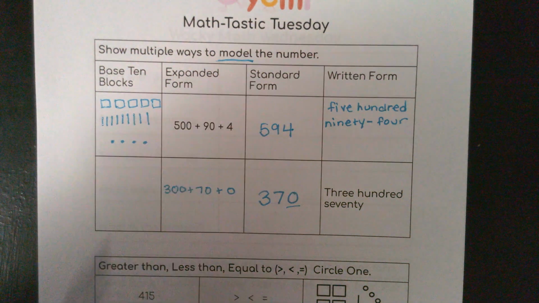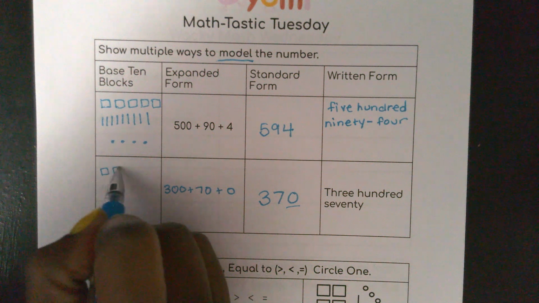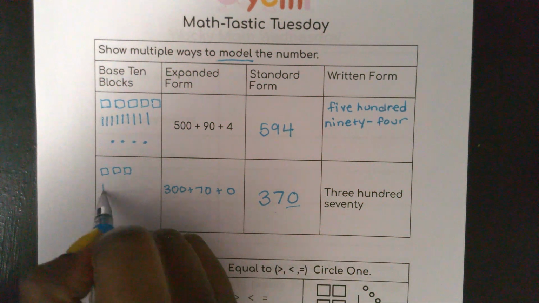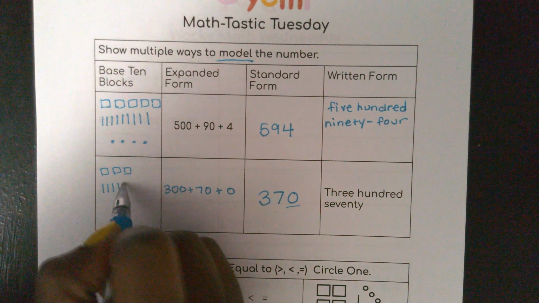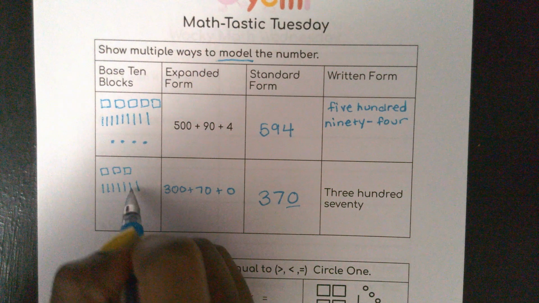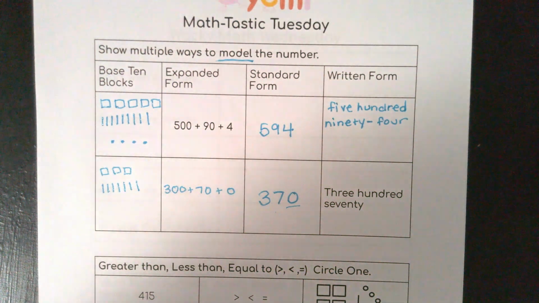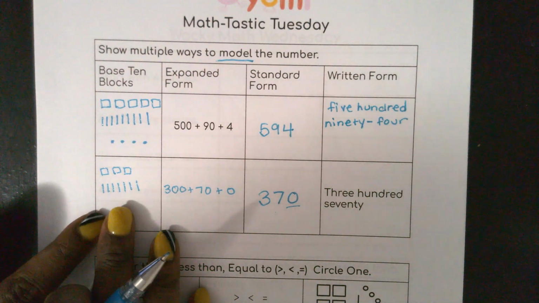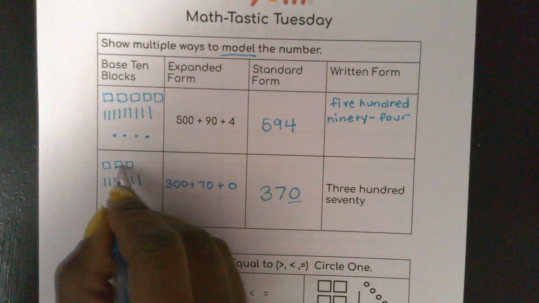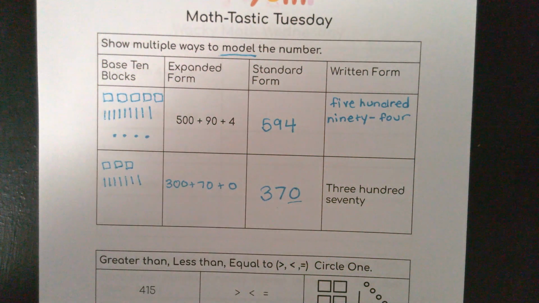Now here I have my base 10 blocks, 300s, 7 tens, 10, 20, 30, 40, 50, 60, 70, and no ones. So this is just what your base 10 blocks would look like. 3 here, and 300, and 7 tens.